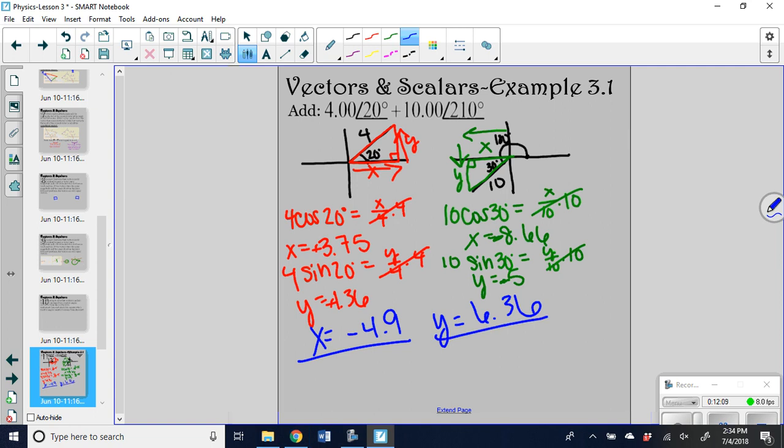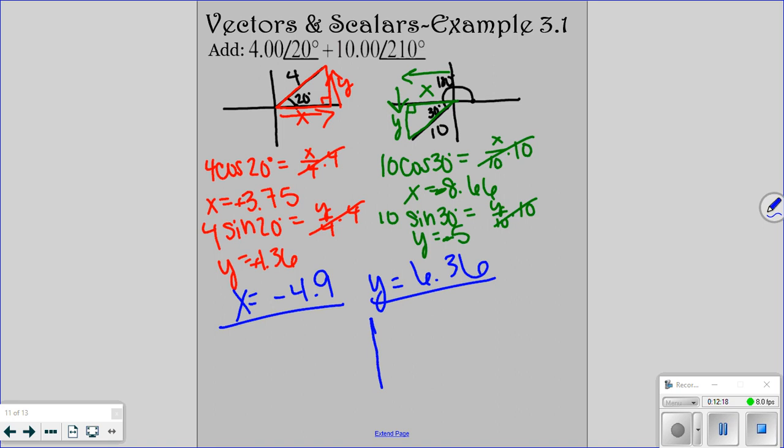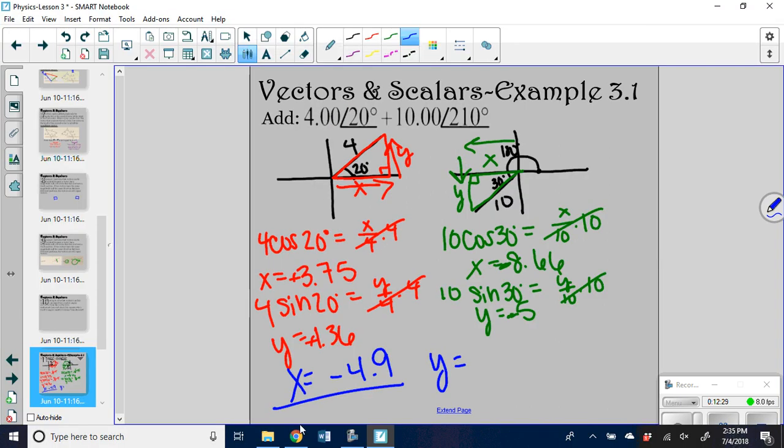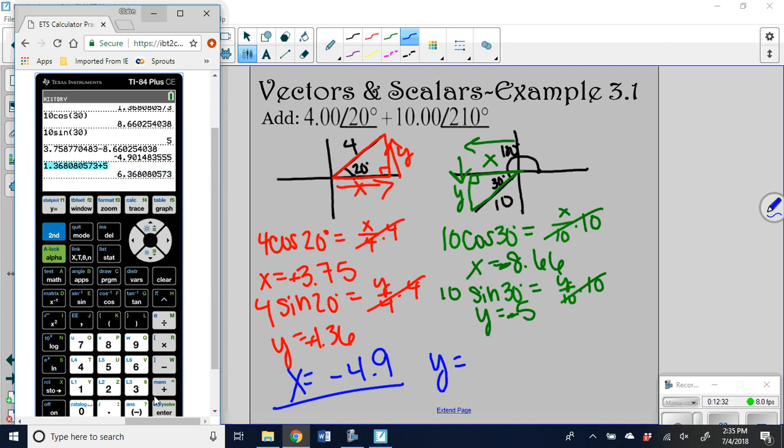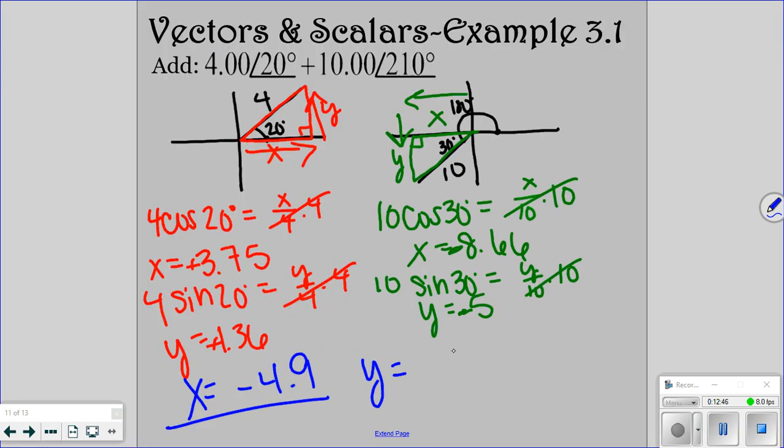And so now we have to put it back into vector format. So the way that you do that is to graph it again. Oh, crud, I added 5. And that should be subtracting 5. It should be negative 3.63. I'm sorry. Okay, so that's our y value.